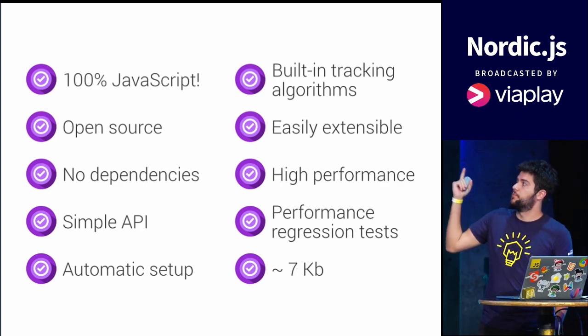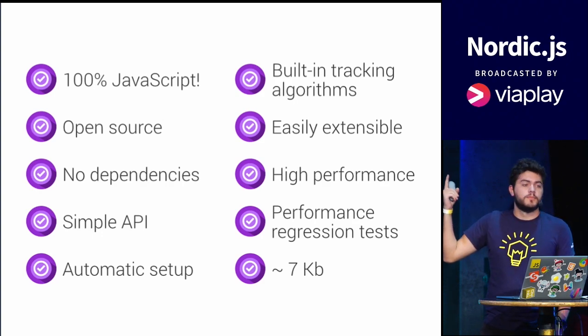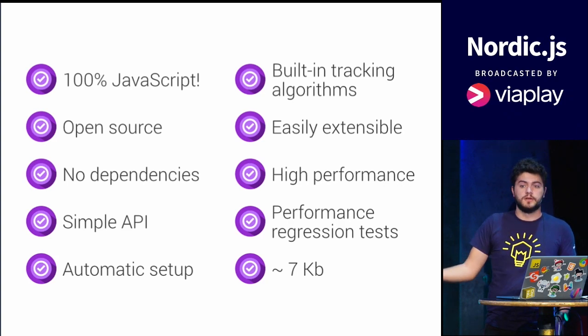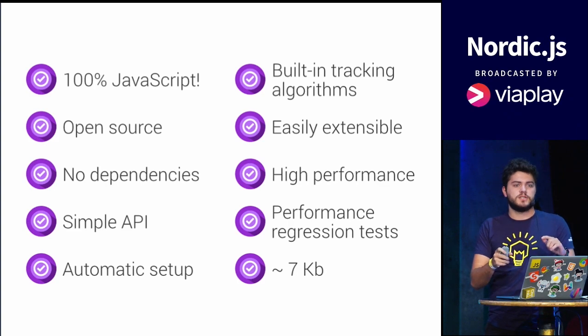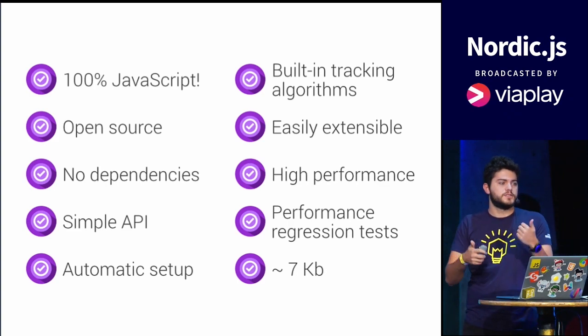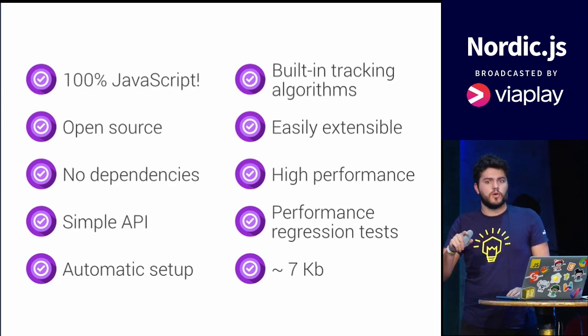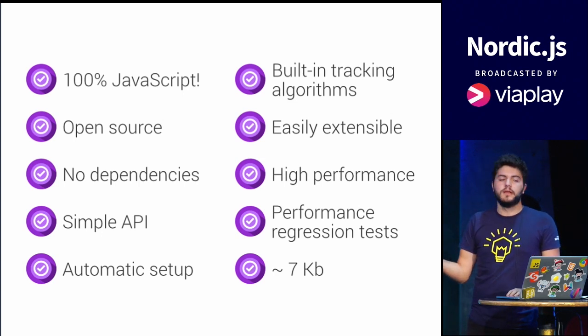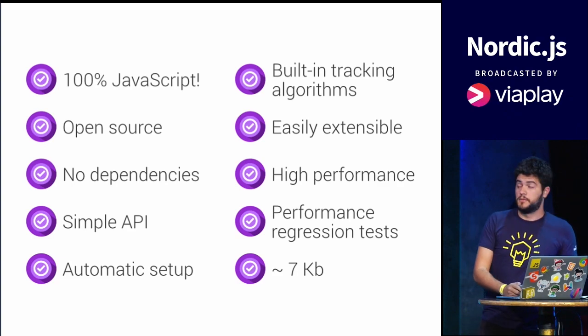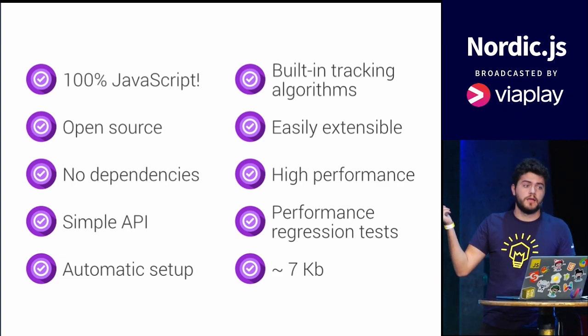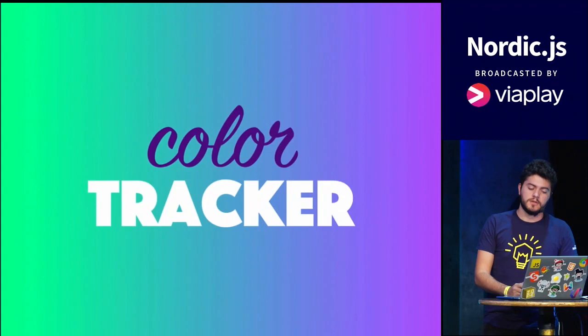We're really obsessed about performance, and we have some performance regression tests. So whenever someone pushes code to GitHub, we see if this code is actually, it's not only about whether this code is working or not with unit tests. It's more about, is this code slower? It can work, but is it slower or faster? How are things now? And it's only 7K when gzipped.